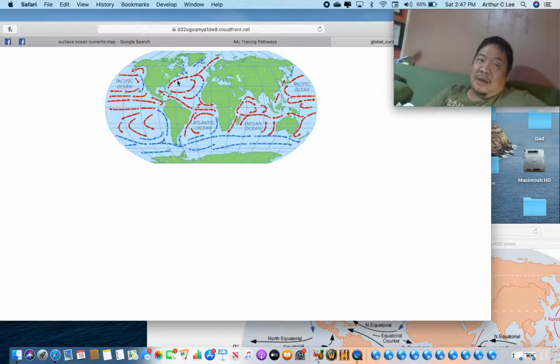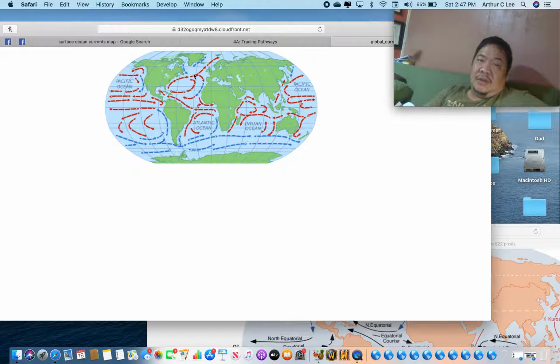And now we call this current the Gulf Stream. You can see it's in red, so it's a warm water ocean current. So that's kind of interesting that because of Benjamin Franklin's inquiry, we learned about the warm water current going off the eastern seaboard to France. Now we know that there's ocean currents all around the world, and the ones in red are warm water ocean currents, and the ones in blue are cold water ocean currents.